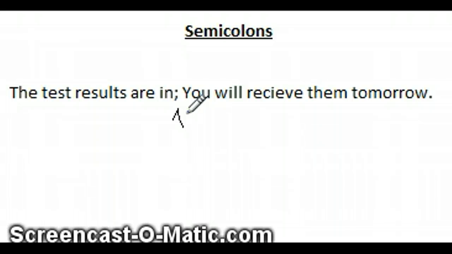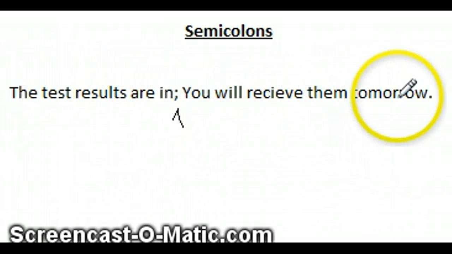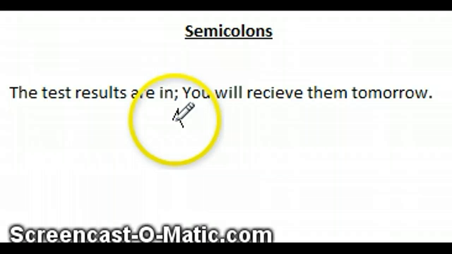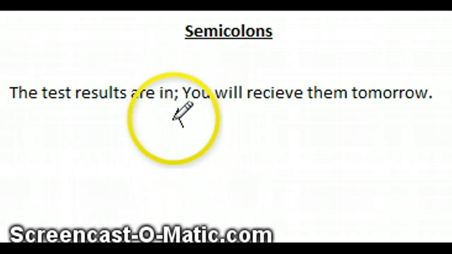The first rule of using a semicolon is use a semicolon in the place of a period to separate two sentences where the conjunction has been left out. So in the sentence, the test results are in, you will receive them tomorrow. Rather than using a word like "and" in between the two sentences, you can use a semicolon because they are related topics.